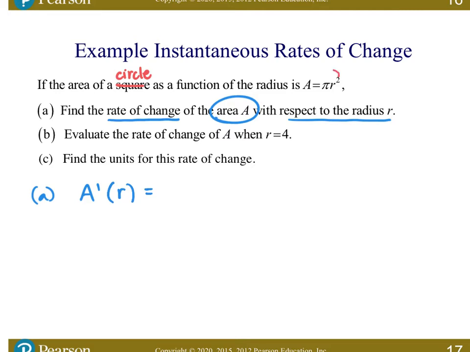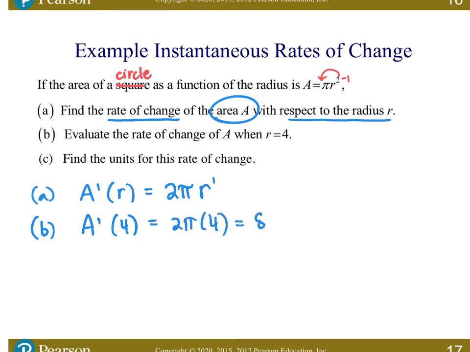All right, and now we're going to find what that turns out to be. So we take the power of 2 and we pull it to the front, and then we subtract. Remember, pi is just a constant. And so 2 would come in front of pi, so those are the constants. And then r is now to the first power. So this is called the rate of change of the area with respect to the radius. Okay, part B. Evaluate the rate of change when r is 4. So there's the rate of change, and now we want the radius to be 4. So that would be 2 pi times 4, or 8 pi.